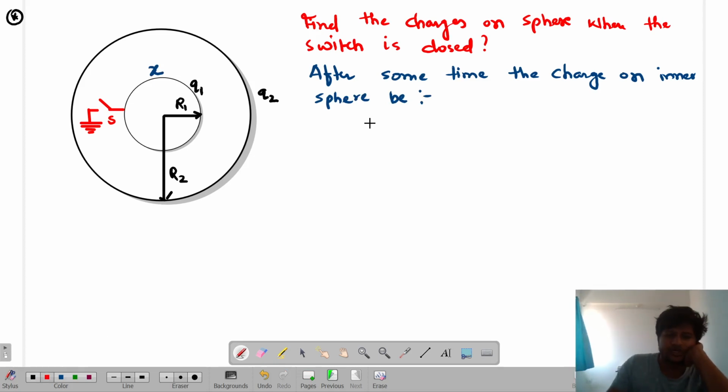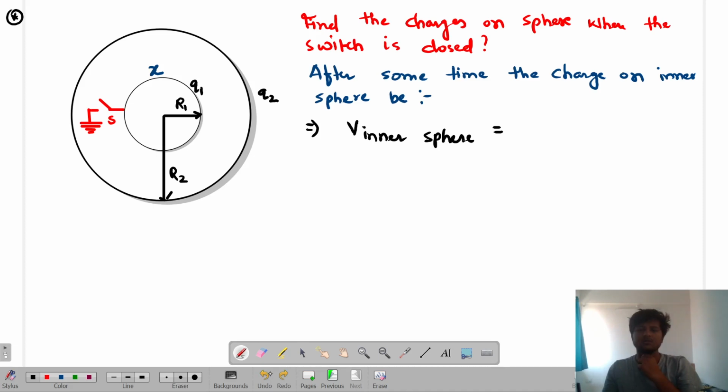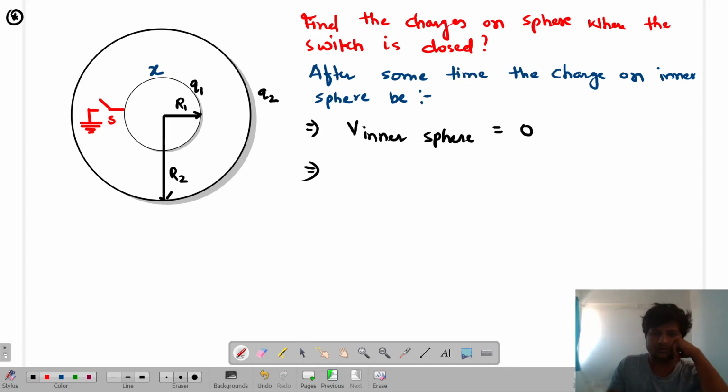Then once again it is connected to ground. So that means the potential of the inner sphere is 0. The potential of the inner sphere will become 0. So due to Q2, the potential of the inner sphere will be KQ2 by R2 as it is constant, and Kx by R1 equal to how much? 0. So this implies x is equal to how much?